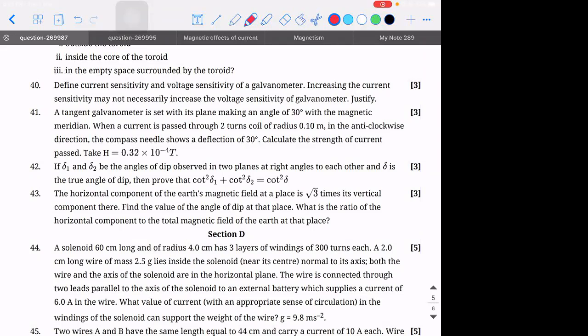Okay, let's try this one. Magnetic meridian. So this also you need not do.